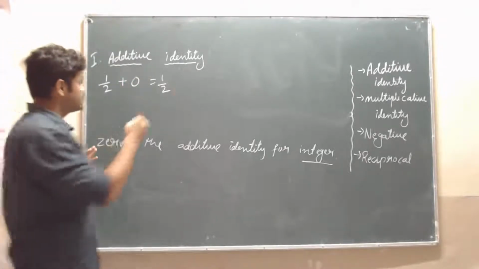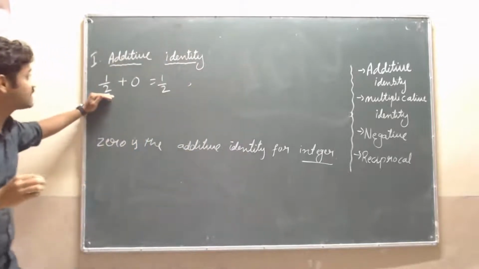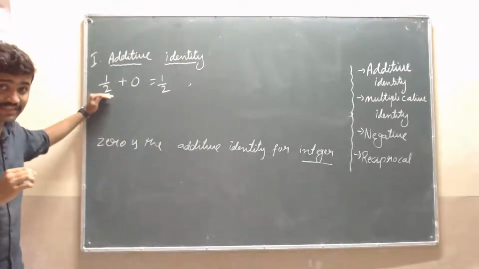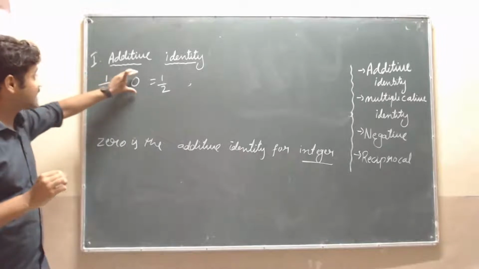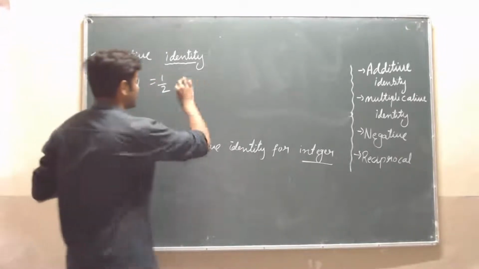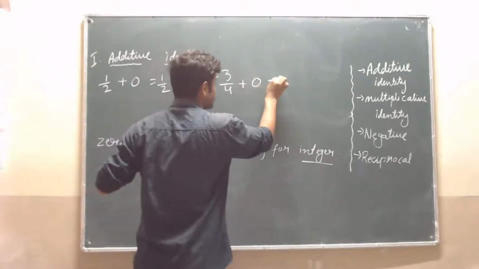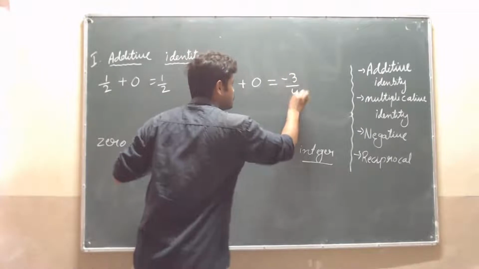Sure. Then take one more example. Sir, here we have to take the LCM, isn't it? No, any number added to 0 will give the same answer. Then one more example: minus 3 by 4 plus 0 gives minus 3 by 4, isn't it?